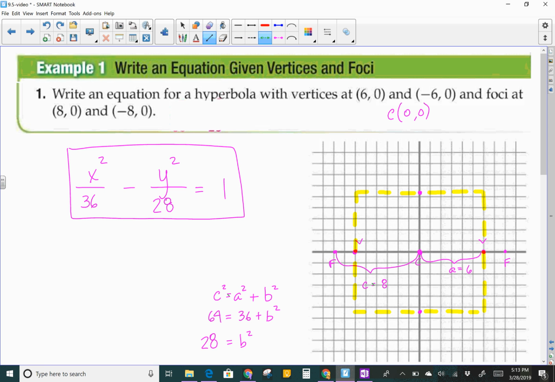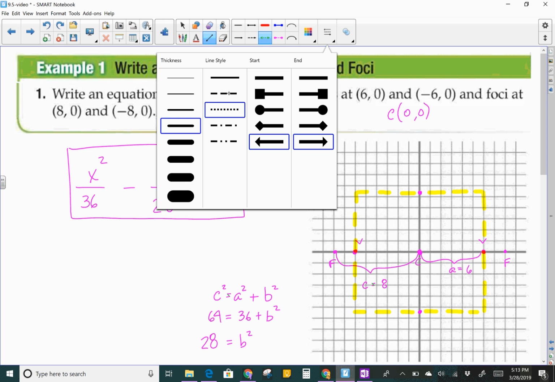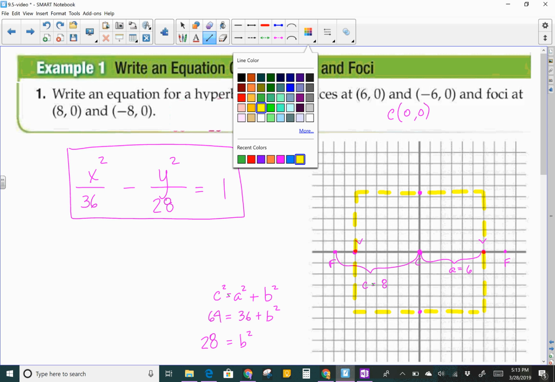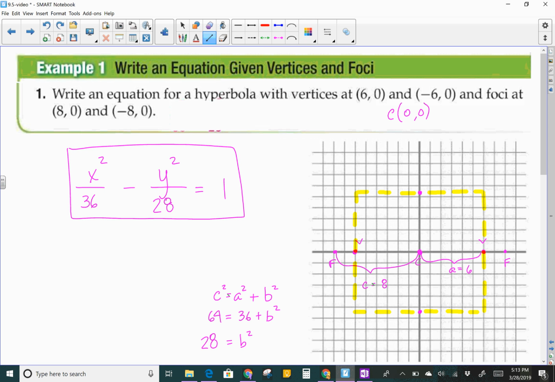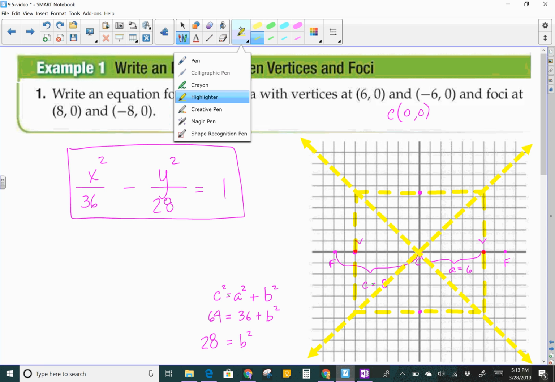And now I'm going to try this. Y'all bear with me. Let's go with drawing the asymptotes. So the key is the asymptotes are the diagonals of this box. So I'm using my ruler, going through the center, going through that diagonal, and that diagonal. Those are my asymptotes.